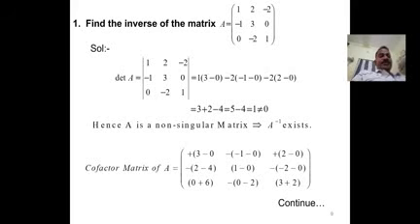Now for the A inverse, the formula is adjoint A by det A. For evaluation of adjoint A, we need to find the cofactor matrix. The cofactor matrix is the matrix obtained by replacing the elements by their corresponding cofactors. The cofactor of 1 is the determinant of the matrix obtained by eliminating the first row and first column, that is 3, 0, minus 2, 1. Its determinant is 3 minus 0.